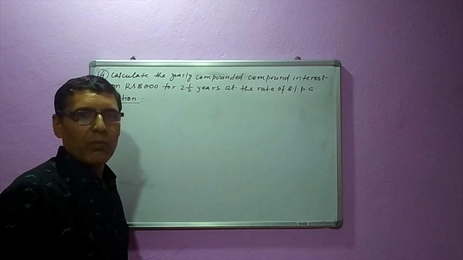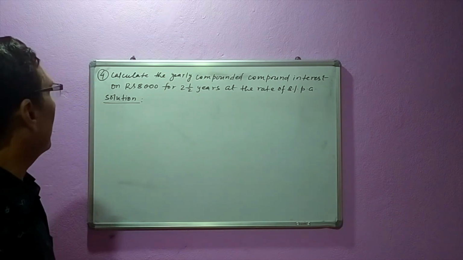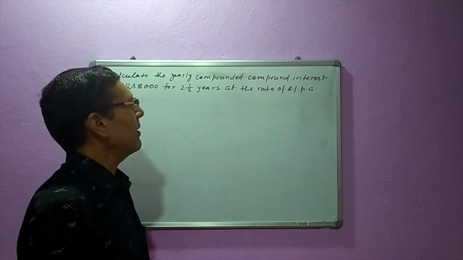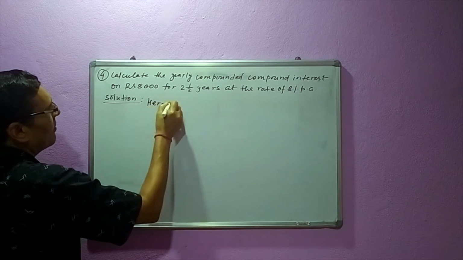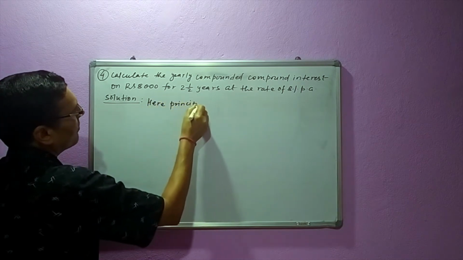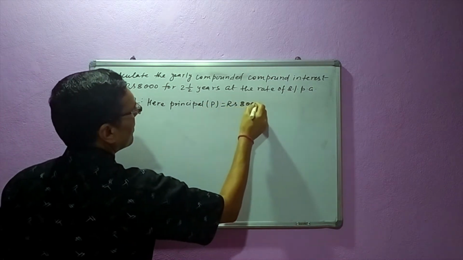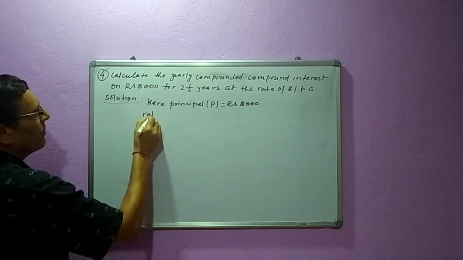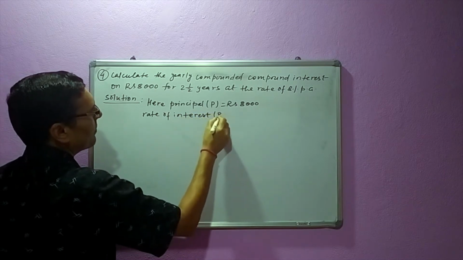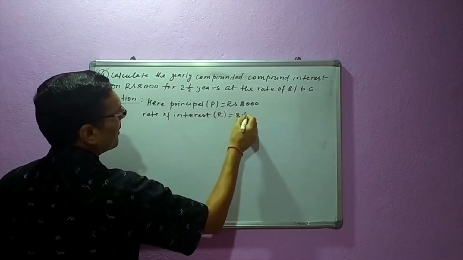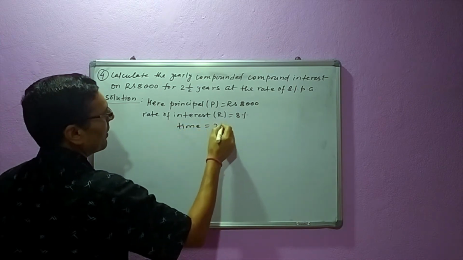There is another question on compound interest. Question number 4. Calculate the yearly compounded compound interest on rupees 8,000 for 2.5 years at the rate of 8% per annum. So your principal P is equal to rupees 8,000. Rate of interest R is equal to 8%. Time is given here, 2.5 years.